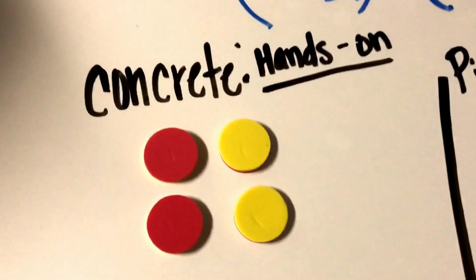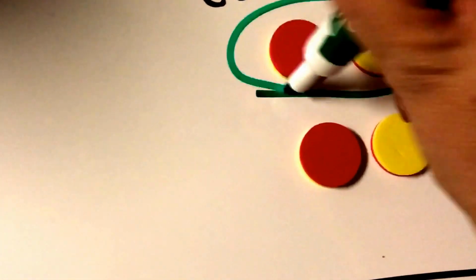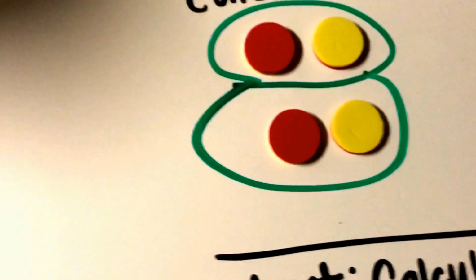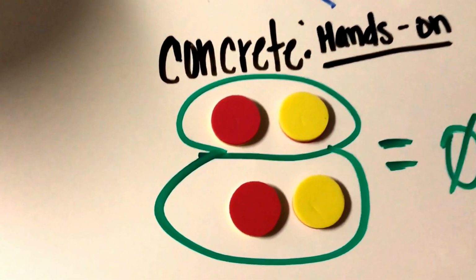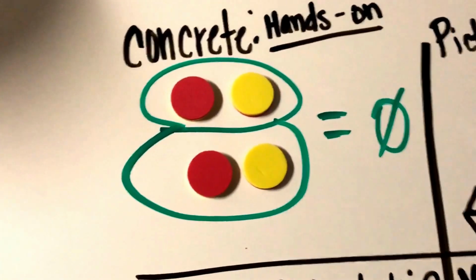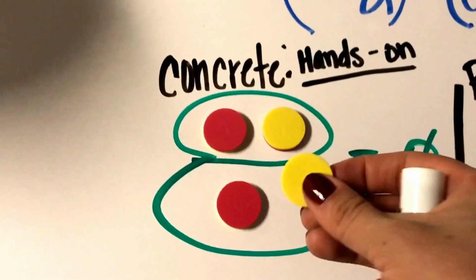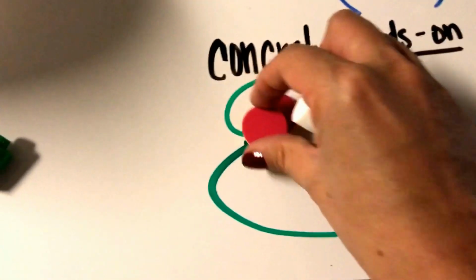And you should also see that there are some 0 pairs formed here. So I like to show those by circling them. 0 pair and 0 pair. So all together we've got a big fat 0. Okay, so that's the concrete, that's hands-on because we're using these physical manipulatives that you can pick up and throw around. I'll leave that there, hold on.